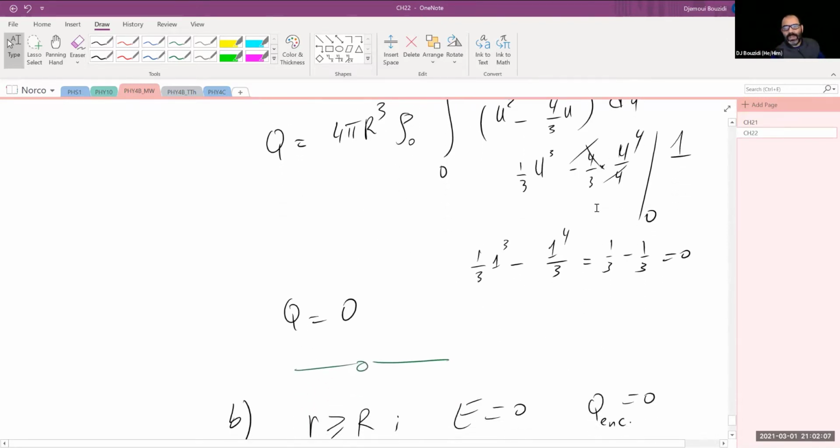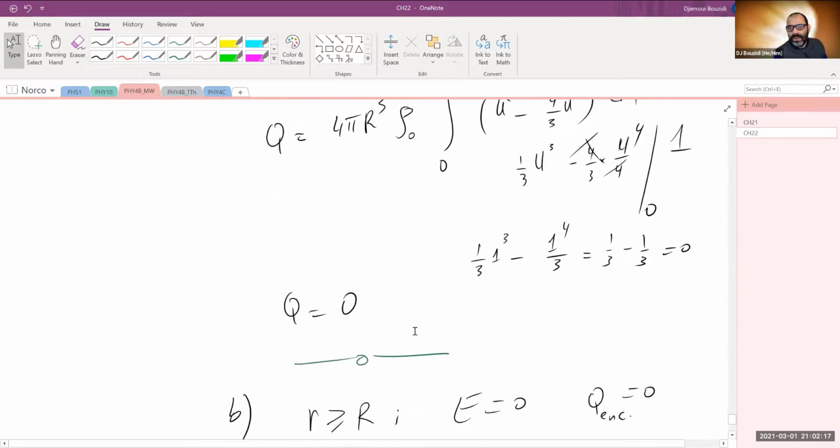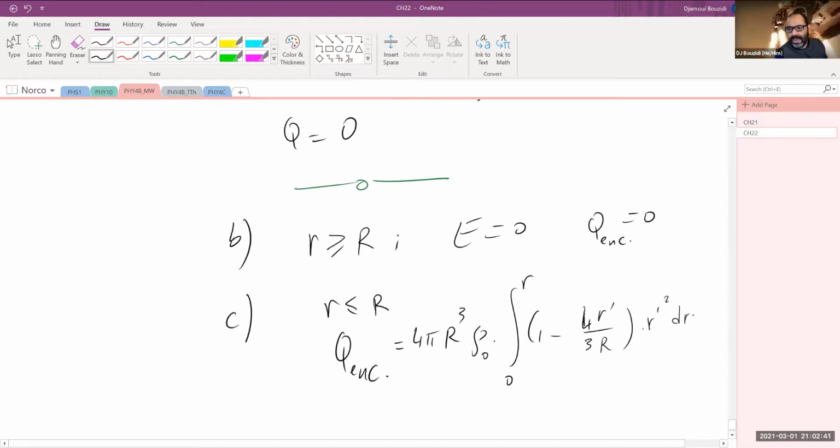So we already did the calculation. There is no need to repeat it, but the boundaries of integration for Q enclosed are going to be equal to 4 pi R cubed times rho naught times the integral from 0 to r of 1 minus r prime over R, squared, dr prime. I'm going to change it to a dummy variable, r prime, so that we don't confuse it with r, and so that we're not tempted to put something in here. We can always make that change of variable.